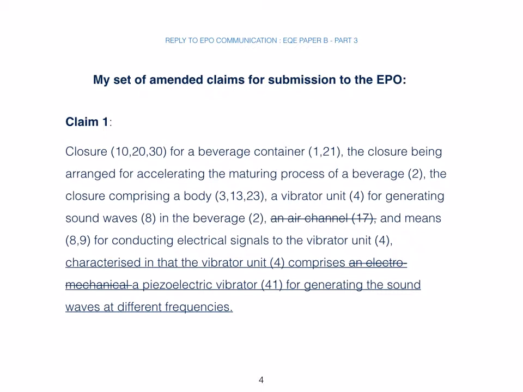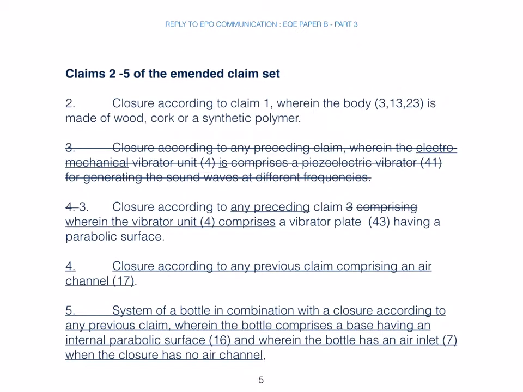Claim one, closure for a beverage container, the closure being arranged for accelerating the maturing process of a beverage. The closure comprising a body, a vibrator unit for generating sound waves in the beverage, an air channel (crossed out), and means for conducting electrical signals to the vibrator unit. And a new characterized clause: characterized in that the vibrator unit comprises a piezoelectric vibrator for generating the sound waves at different frequencies. Now we turn to the dependent claims.